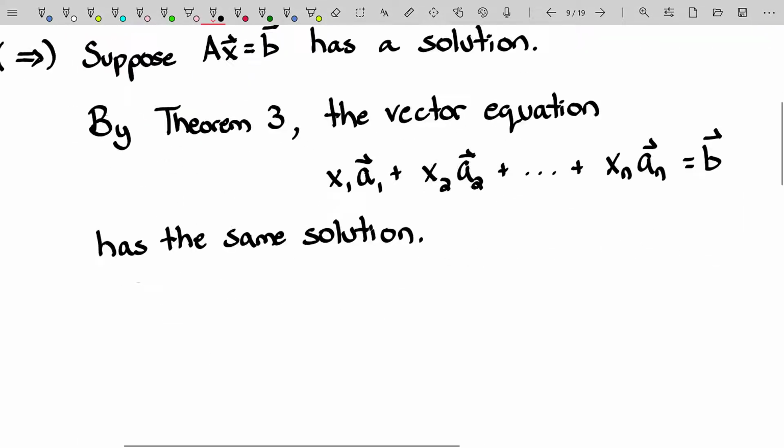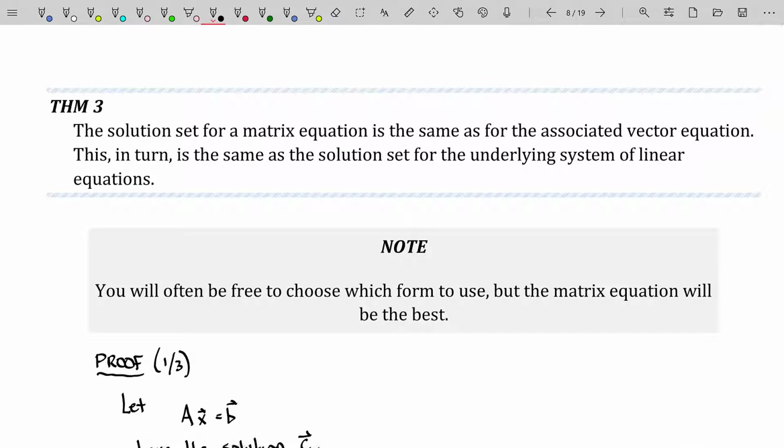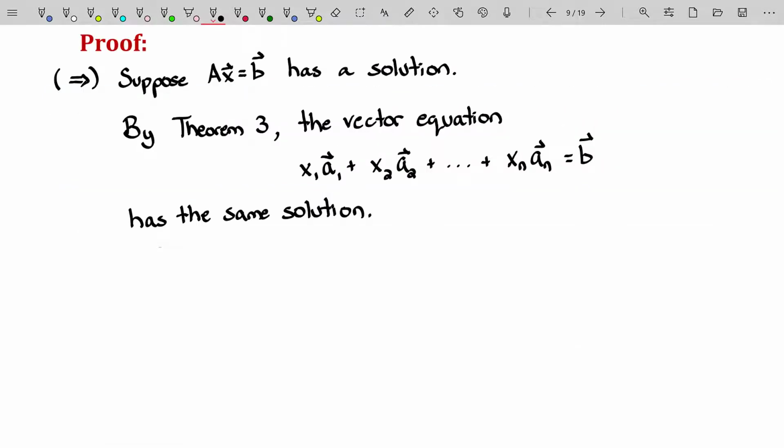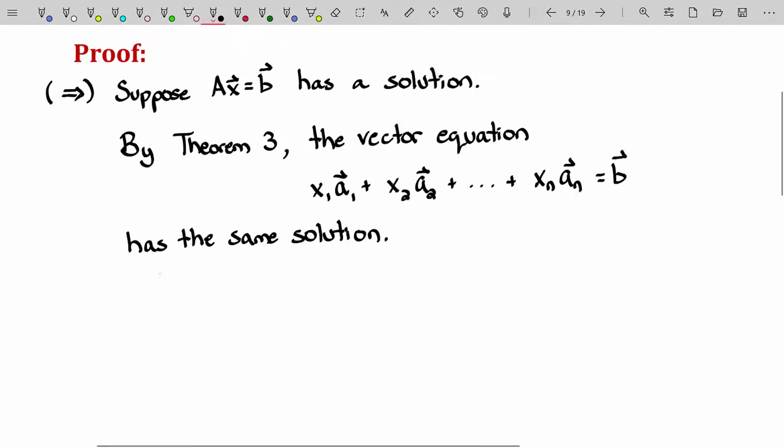I state it this way, by Theorem 3, because in the textbook that I use, that's actually what that theorem is called. It's just a reference number so that you can refer to it in proofs. However, if you're working out of a textbook that doesn't number that theorem, you could say by a previous theorem, we know that the vector equation x sub 1 a sub 1 plus x sub 2 a sub 2 plus so on and so forth, all the way to x sub n a sub n is equal to b, has the same solution.